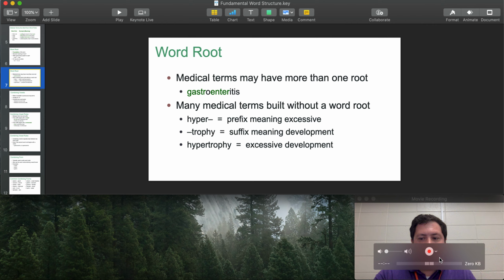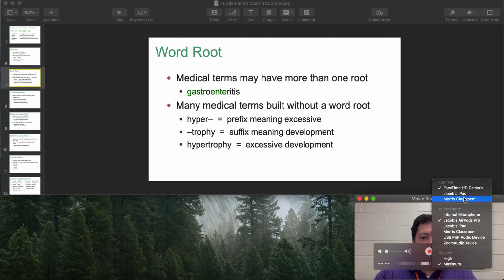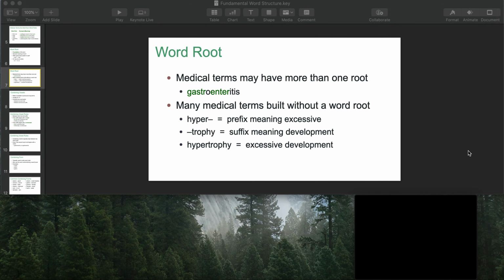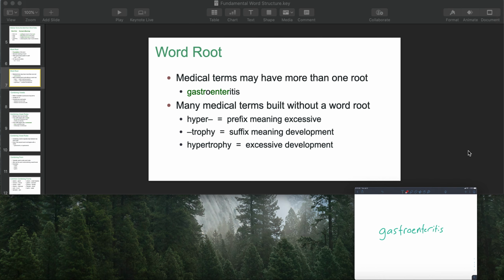So, if we look at the term gastroenteritis, gastroenteritis actually has more than one word root. If we look at this word, you can see down here on the corner of the screen where my iPad is. This medical term has gastro, which is a word root, and enter, which is a word root, and then itis, which is a suffix. So let's break down this word.